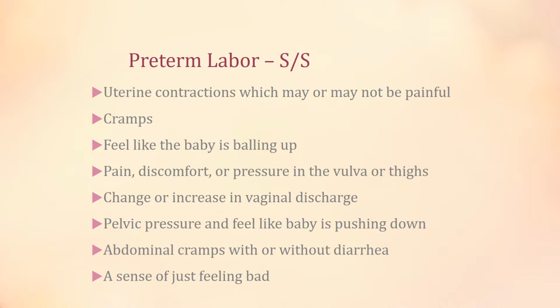Signs and symptoms: contractions that may or may not be painful. She may feel cramping, feel like the baby is just balling up on the inside, pain or discomfort or pressure in the vulva area or the thighs, change or increase in discharge, pelvic pressure like the baby's pushing down, abdominal cramps. Sometimes she'll have diarrhea, sometimes without, or she'll just feel bad, like something's just not right.